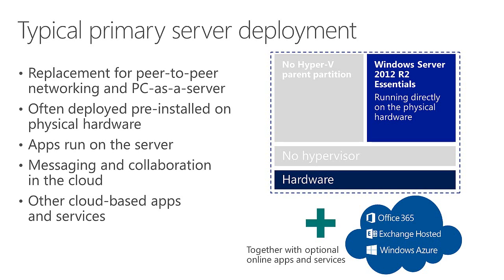So then if we have this physical deployment type thing, there is no Hyper-V parent partition, there's no Hyper-V or hypervisor. You just have the hardware layer, and then you have the Windows Server 2012 R2 Essentials running on top of that hardware pretty much directly. And then you can use that together again with optional online applications and services and so forth.